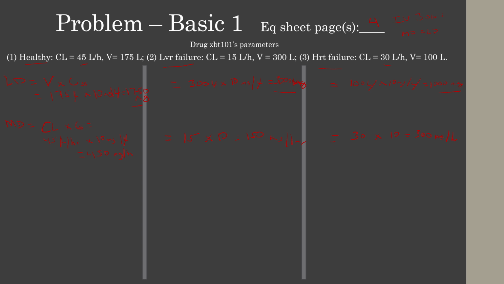So you can see it's a little interesting too. The 450, because the healthy patient has superior clearance, they get a higher dose. The liver failure patient actually has the least amount of clearance, so they get the lowest amount of drug per hour. And then the heart failure patient has kind of middle of the road there.